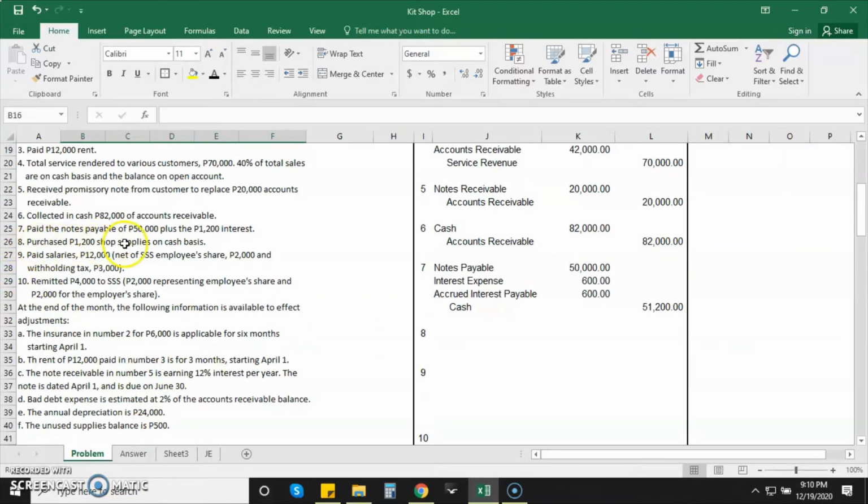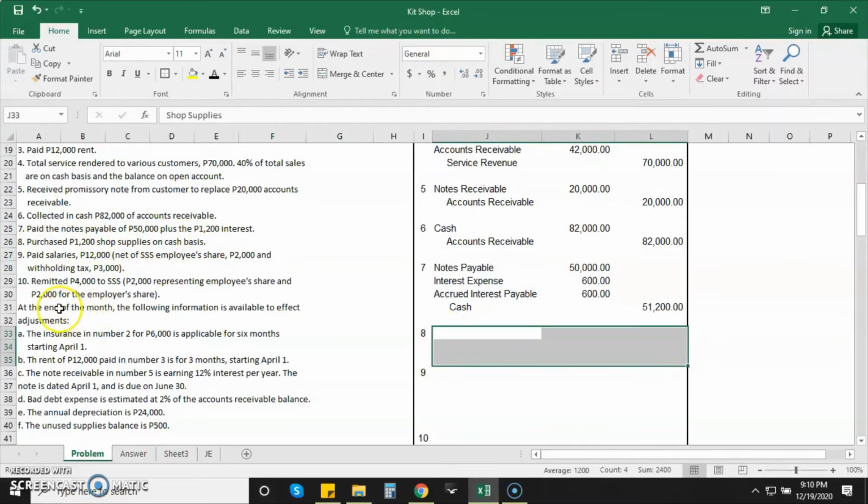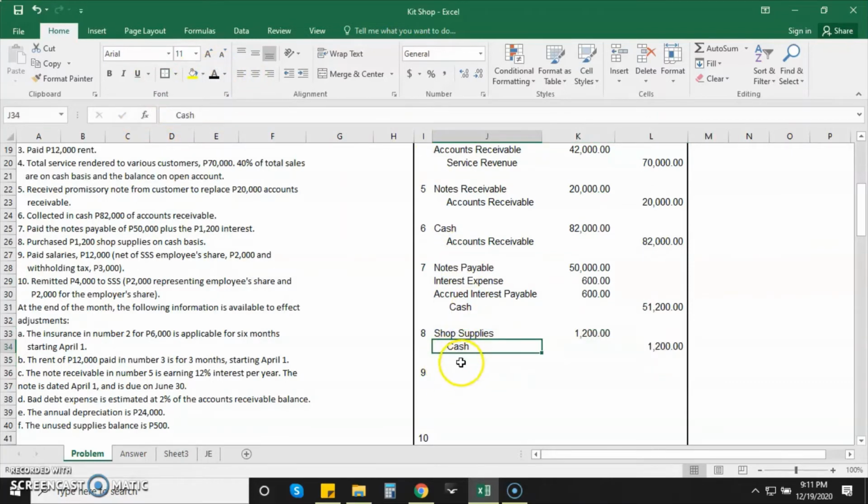Okay? Number 8. Purchase 1,200 shop supplies on cash basis. So in this case, since you already paid something, you purchased something, you decrease your cash. Binayad mo, kaya nabawasan yung cash ni Kitshop. Ngayon, ang counterpart nun is your office supplies. Shop supplies, that's what I mean. There. Okay, that's the entry. For the third row, you should put your transaction description.